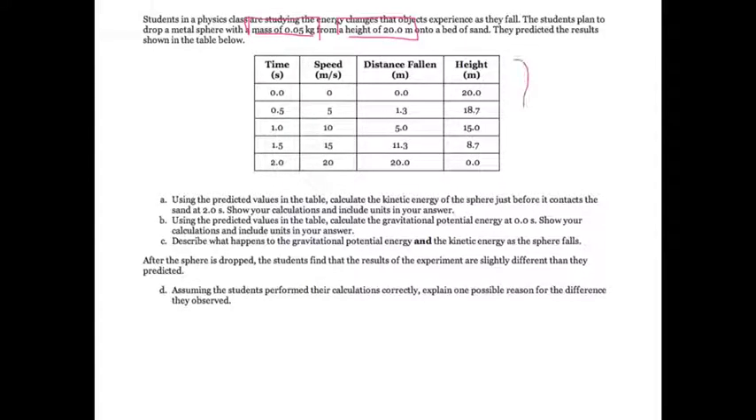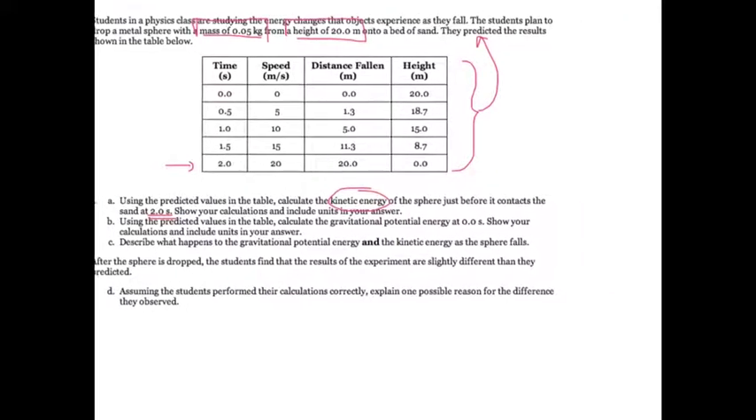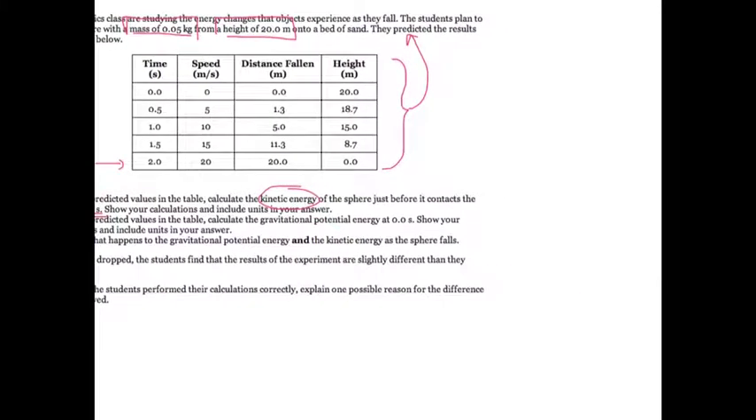These right here are everything that they're predicting. They predicted these results. And we want to know first, using predicted speed, calculate kinetic energy at 2 seconds. So here, let's pause and go over and do that. So let's see. First off, kinetic energy is half the mass times velocity squared.